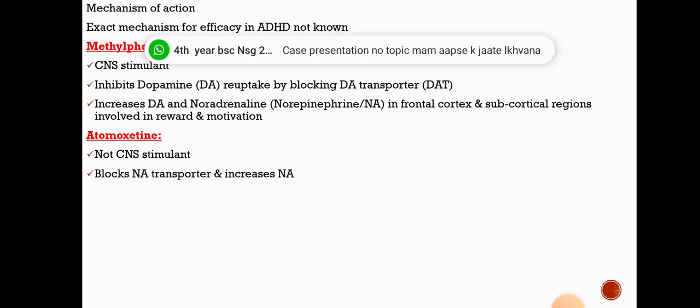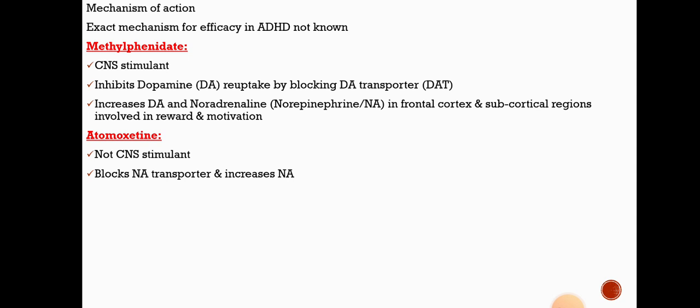If you are increasing these dopamine and noradrenaline levels, what will happen is it will improve motivation and reward for the children. Our brain is a set of intelligence, memory, motivation. These are all things included under the control of the brain. So what we have to do is give this drug.